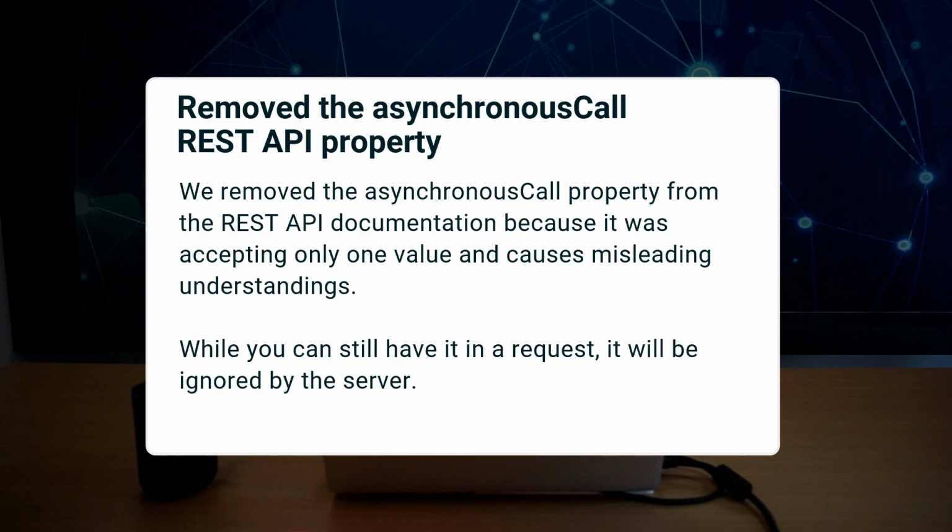We removed the asynchronousCall property from the REST API transfers operations documentation because it was accepting only one value and causes misleading understandings. While you can still have it in a request, it will be ignored by the server. We do not recommend it, as the functionality is subject of future product development.